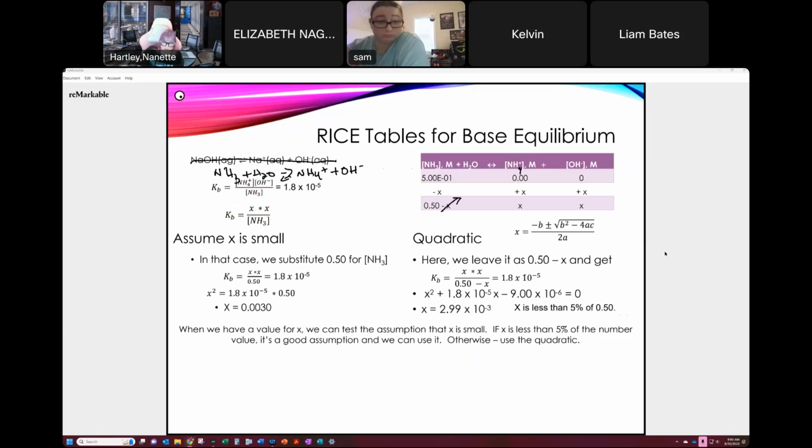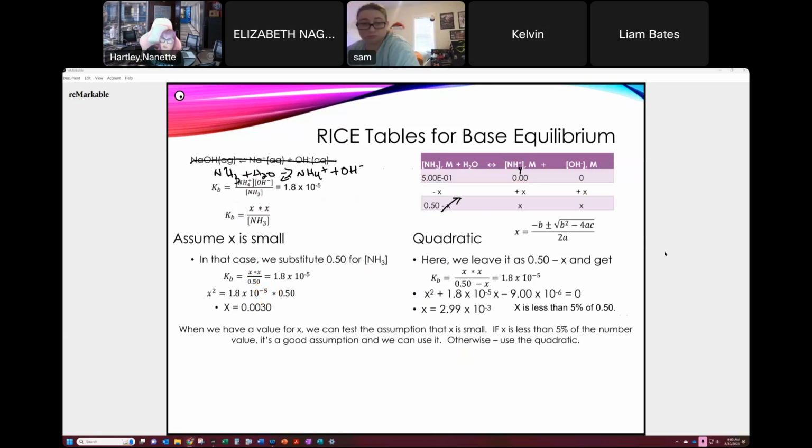We can substitute in our values. So KB is equal to 1.8 times 10 to the minus 5th. That's equal to the X times the X, so the NH4 plus times the OH minus, over the 0.5, the initial concentration of the NH3. We then solve for the X squared by doing 1.8 times 10 to the minus 5th times the 0.5. And that eventually, once I've taken the square root of both sides, gives me an X value of 0.0030.